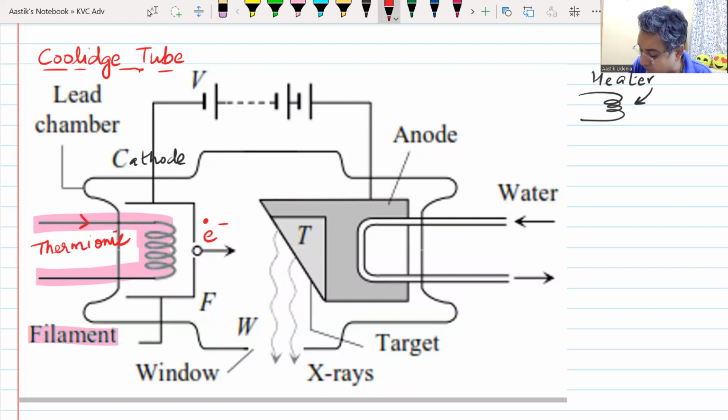So this filament has a current I which flows in it. Because of this current I, the filament produces electrons. Okay, so electrons are now produced. Then what happens? They travel to the anode, sir. How do they travel to the anode?